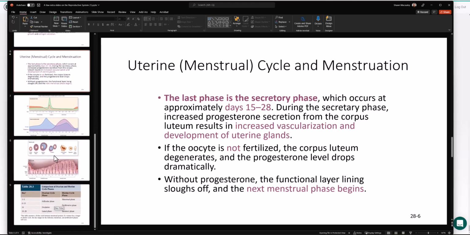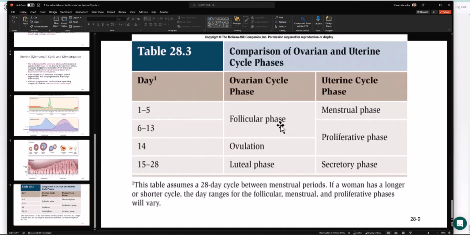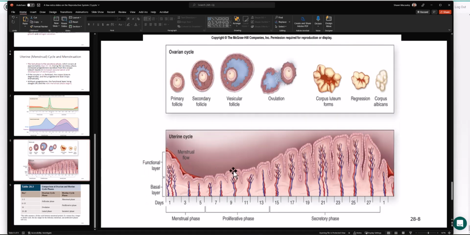I'm going to jump down to the last slide. The last slide simply puts these two cycles side by side and shows you the overlapping. So this is just a nice table to help with the timing of the phases of both the ovarian and the uterine cycle. And let's just take a look at this image.